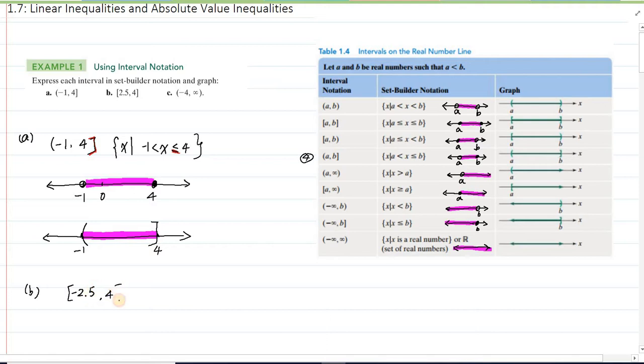-2.5 and 4 brackets. So again, it's straightforward anytime you have a bracket. So we're going to write x is greater equal than negative 2.5 and less equal than 4. And then your graph is just going to be something like this, negative 2.5, and then here we have a 4.